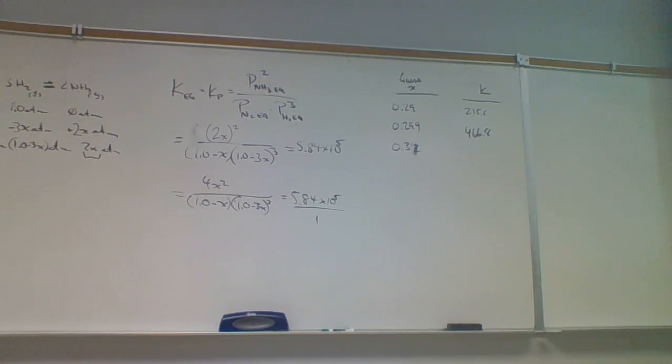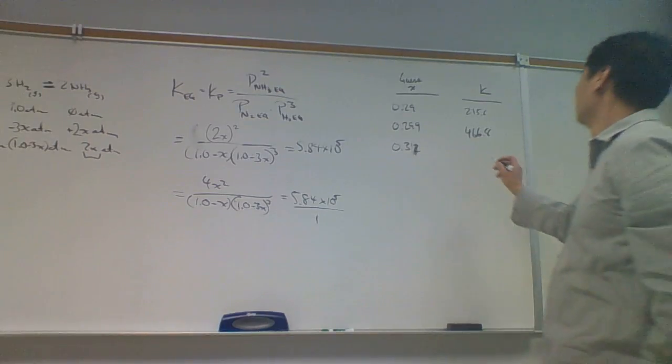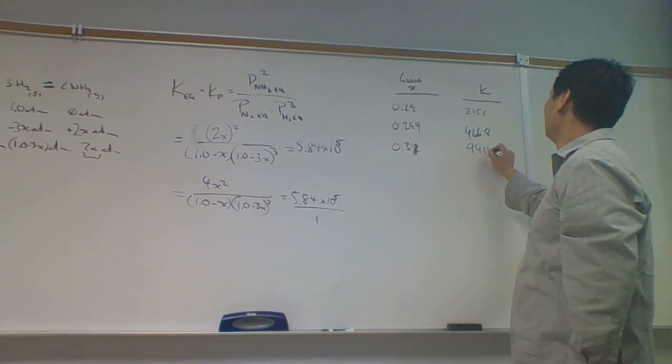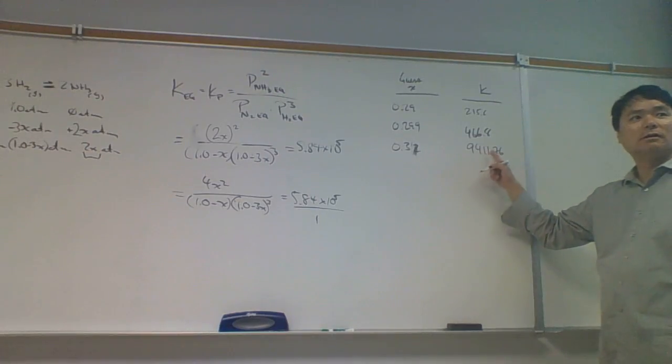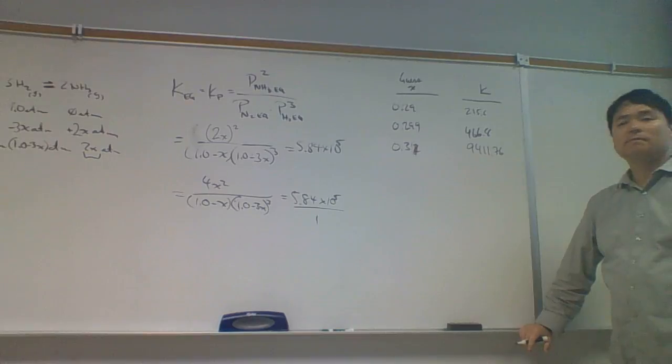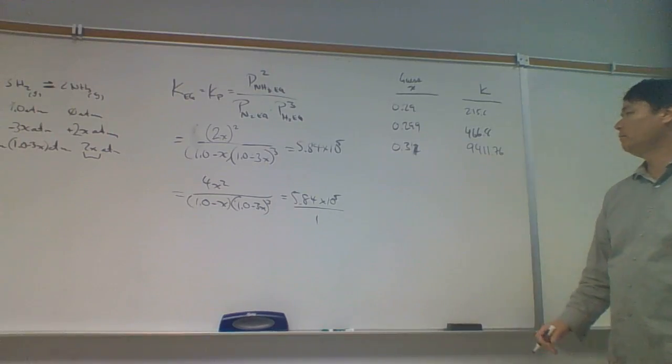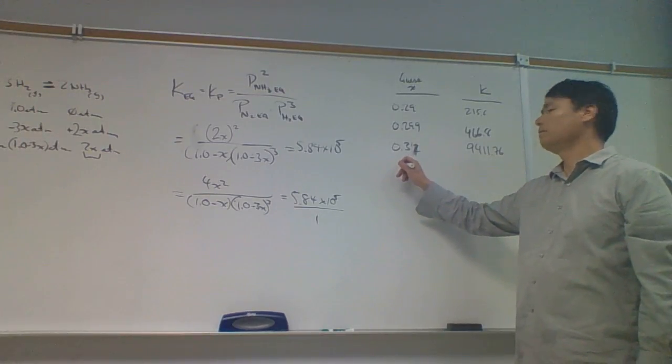Oh, did you get it already? Oh, that's good. What did you get? 9411.76. So this is 10 to the 4th. Oh, this is very close. We've got to go 10 to the 5th. So what do you want to guess here?